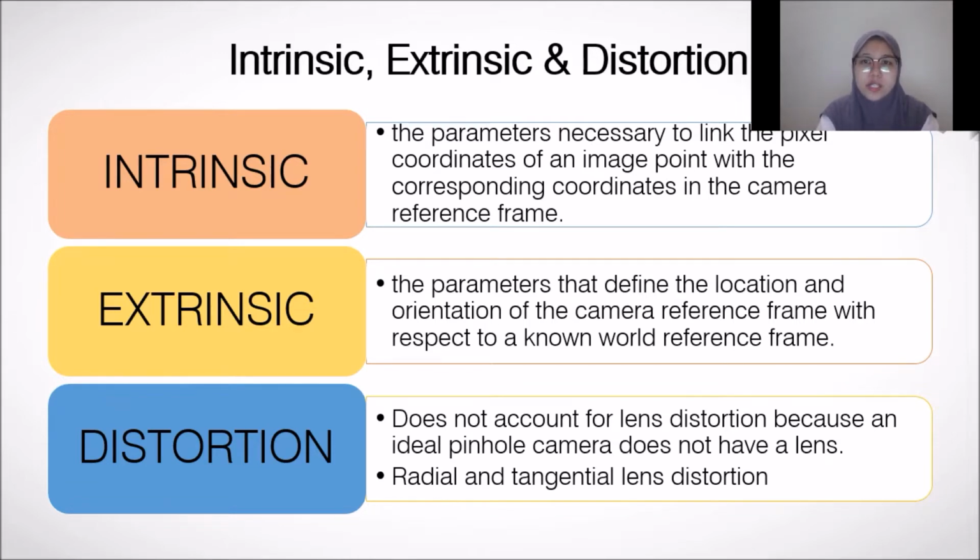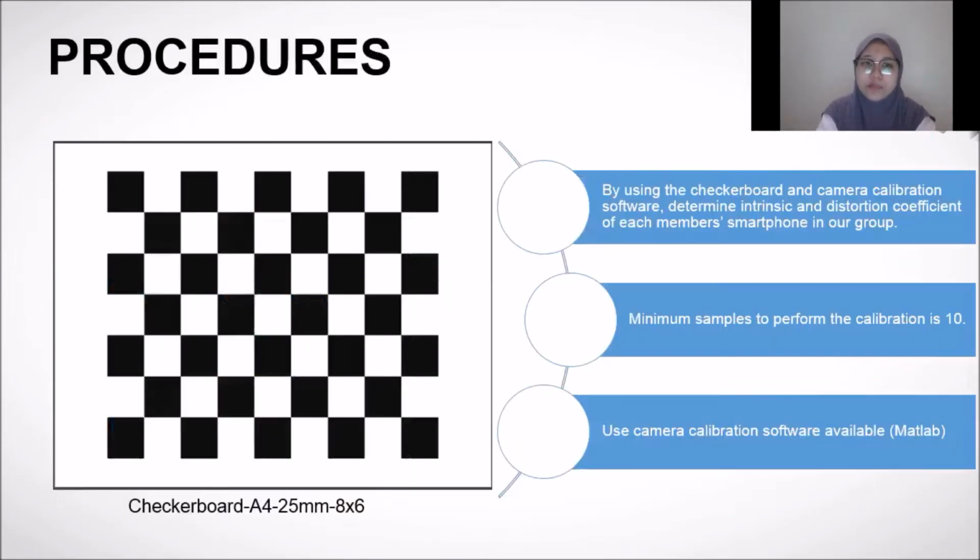Okay, next, what are intrinsic, extrinsic, and distortion? Intrinsic is the parameter necessary to link the pixel coordinates of an image point with the corresponding coordinates in the camera reference frame. The extrinsic is the parameter that defines the location and orientation of the camera reference frame with respect to a known world reference frame. And distortion is not accounted for in the ideal pinhole camera because it does not have a lens. Distortion is divided into two types, which are radial and tangential lens distortion.